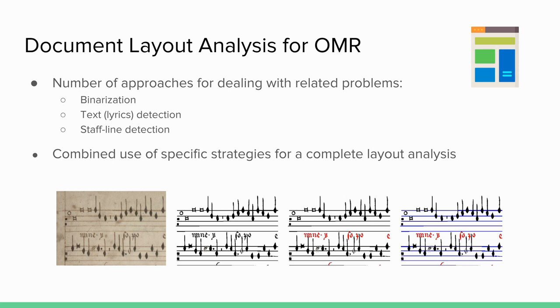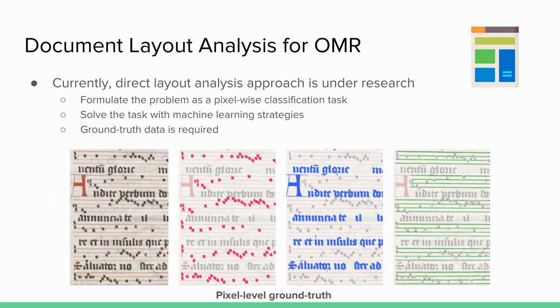So historically, there have been a number of approaches for dealing with related problems, such as binarization, layers detection, staff line detection, and so on, because the combined use of these specific strategies may lead to a complete layout analysis. For example, document layout analysis has been approached this way: we get the input image, then we binarize it, we extract the layers, and we finally detect the staff lines. Each of these stages was approached by single algorithms.